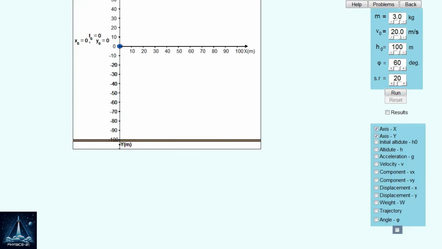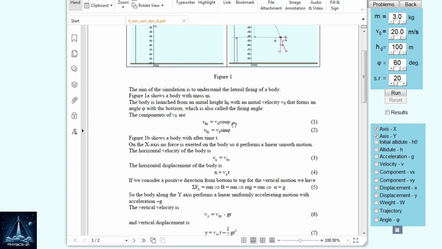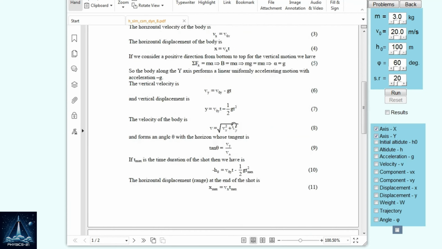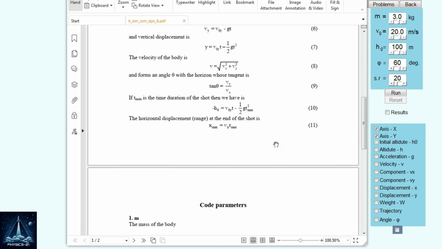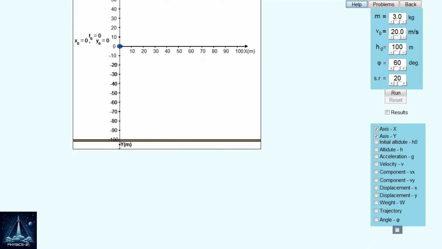The simulation shows the projectile's motion. The help option refers to the detailed theory of the simulation. The parameter n denotes the mass of the object.